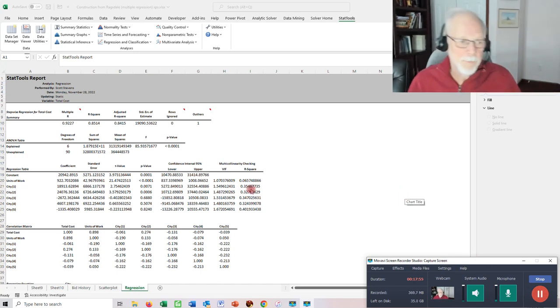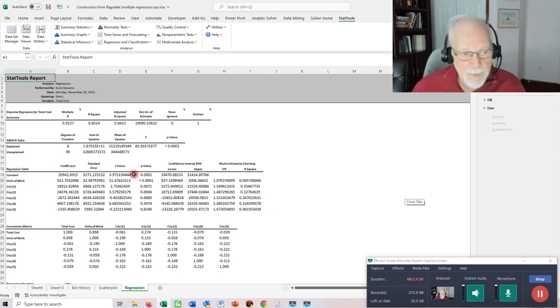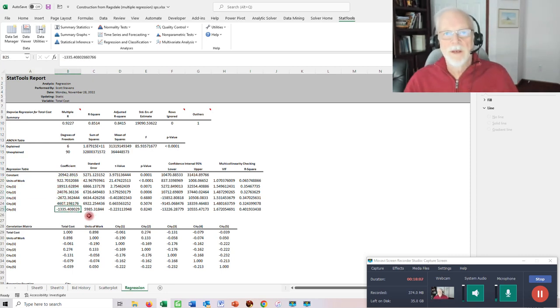Okay, here's the result. We have a constant term still, as you can see. We still have a variable for units of work, and there's its coefficient. But now, each of these variables is talking about a specific city. So here's what this would mean. Again, this is not going to appear on your project.